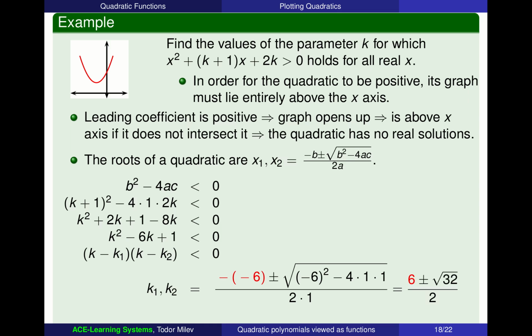Now minus 6 is plus 6, and let's check what this turns out to be. Negative 6 squared minus 4 times 1 times 1, that is 36, minus 4, which is 32. So that is 32 indeed. Okay.